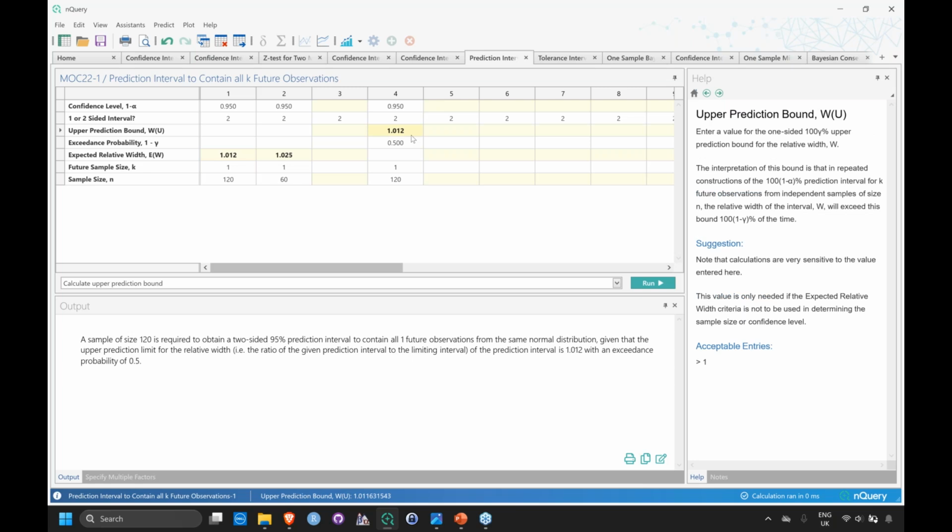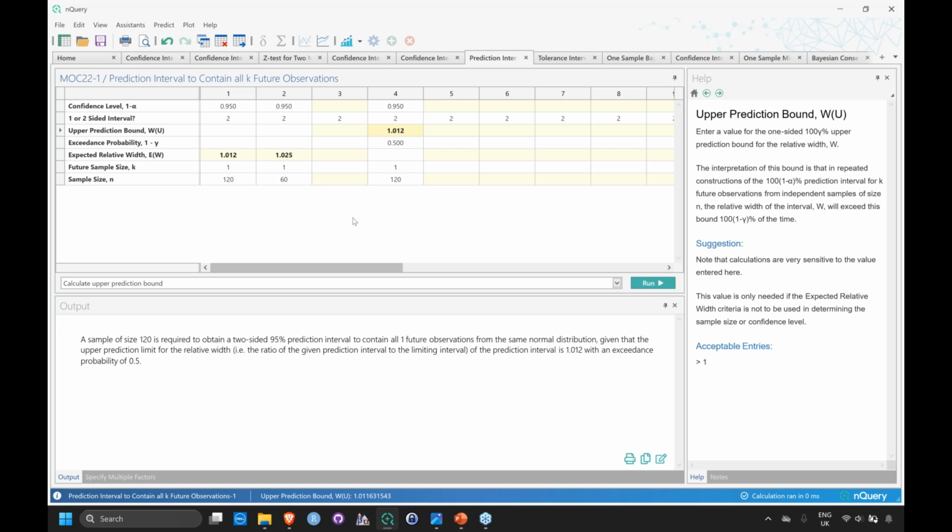So we're saying here that, on average, the prediction bound is 1.012, like 50% of the time we're above it, 50% of the time we're below it, which is basically the same concept as the expected relative width.